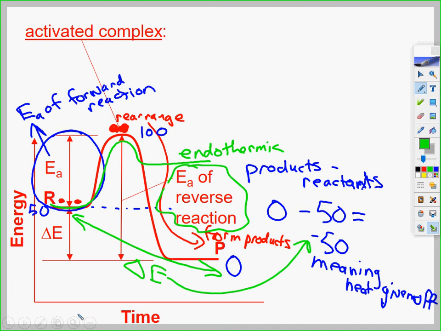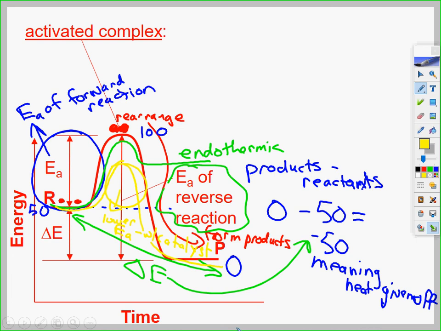So we have the activated complex. We have the activation energy here. And of course, we all know this: if I add a catalyst, what will happen? It speeds it up, but it lowers my activation energy. It lowers Ea with a catalyst.